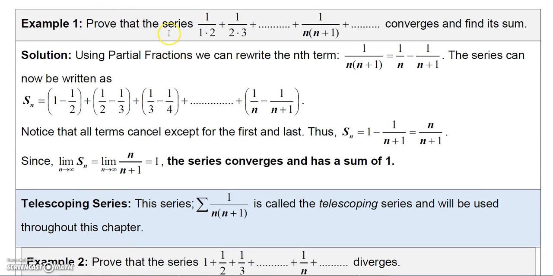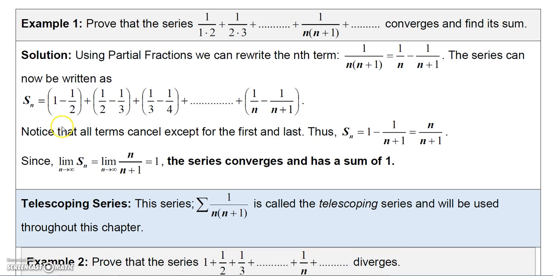So let's prove that this series that starts 1 over 1 times 2 plus 1 over 2 times 3 plus 1 over 3 times 4, etc., which would be 1 over n times n plus 1, converges. And we'll prove that it converges, and we'll see if we can find its sum. Now this is kind of a weird guy here, so let me just show you how we do this. One trick we're going to do is break this up using the partial fractions that we learned about earlier, and we can rewrite this fraction as 1 over n minus 1 over n plus 1.